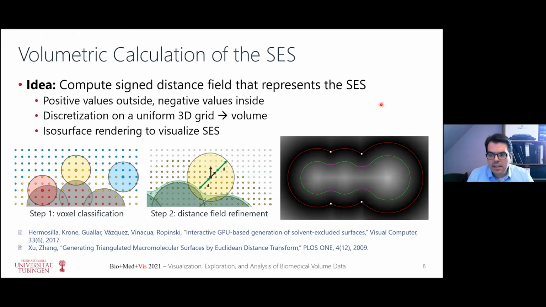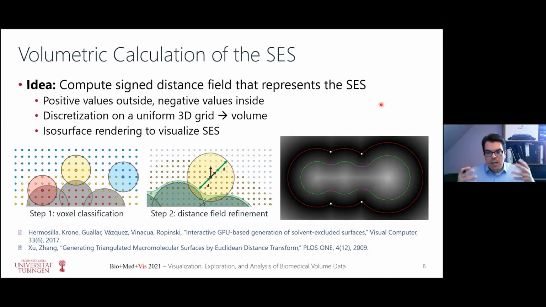And the basic idea here is, again, we use a volumetric grid to compute a distance field of the solvent excluded surface. So we compute a volume, and at each location of this volume, we have a number, a value that signifies whether our position is outside of our surface, then we have a positive value, or whether it's underneath, inside the surface, then we have a negative value.